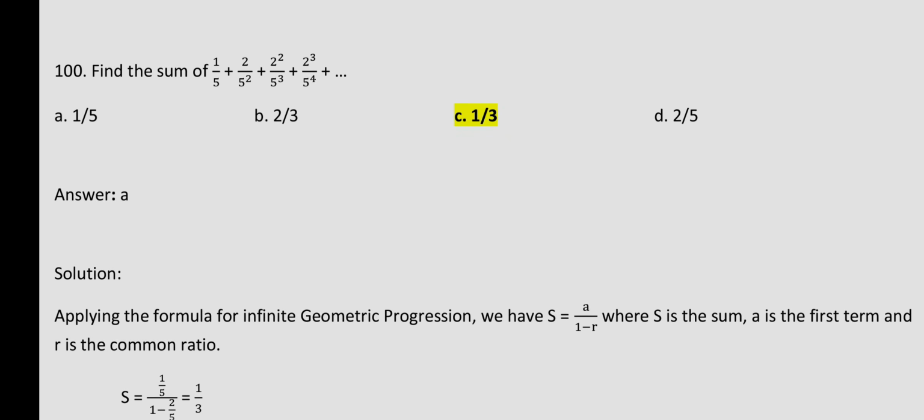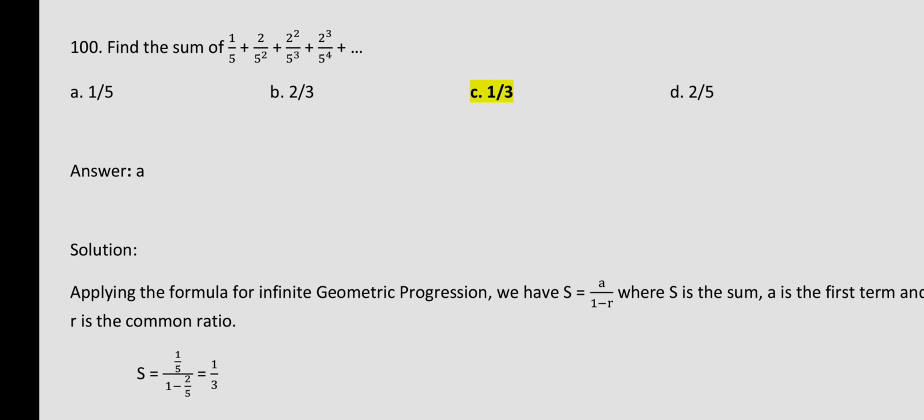Number 100, find the sum of 1/5 plus 2 over 5 squared plus 2 squared over 5 cubed plus 2 cubed over 5 to the 4th plus dot dot dot, so on and so forth. Sagot dyan ay 1/3. Madali lang naman i-solve yan. Solve mo na lang din, pero i-Lock spam mo kung di mo kayang i-solve. 1/3.